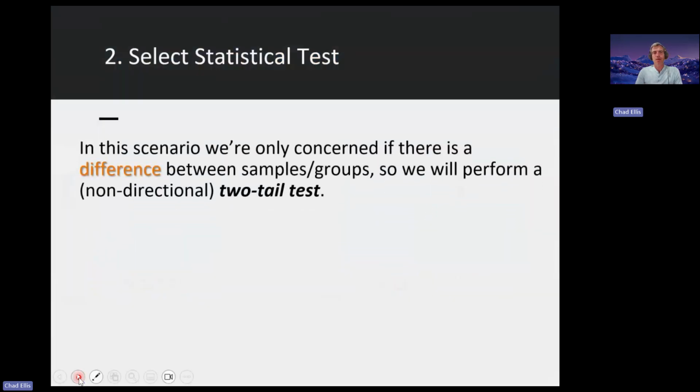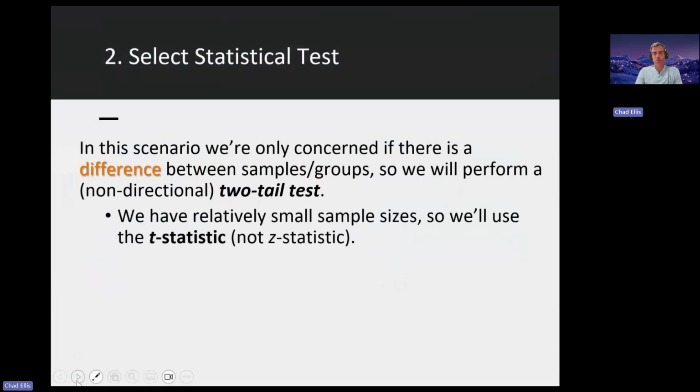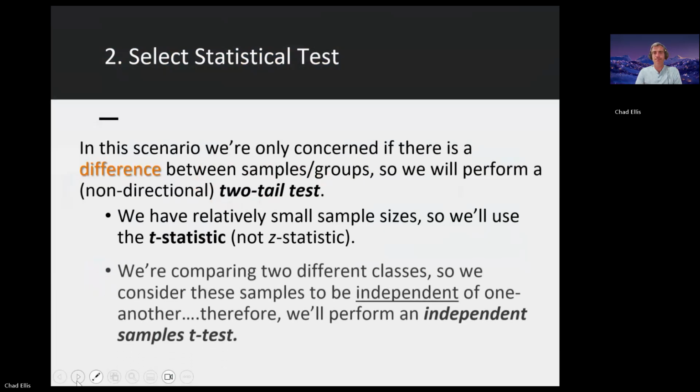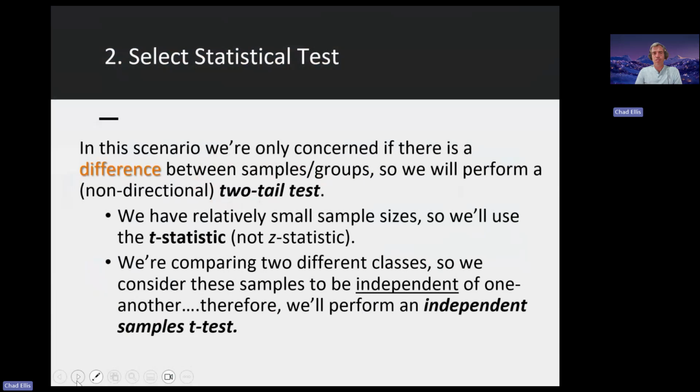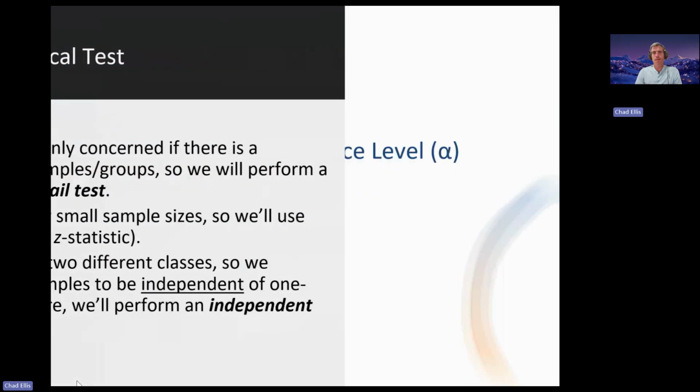In this scenario, we're just curious whether there's a significant difference between the samples or groups. We don't care whether class A or class B is higher or lower than the other one. So, just because we're interested in whether there's a difference or not, we're going to go with a two-tailed non-directional test. Again, we're dealing with relatively small sample sizes, so we're going to use the t-stat and not the z-stat. And because we're dealing with two separate samples, we're going to be using the independent samples t-test.